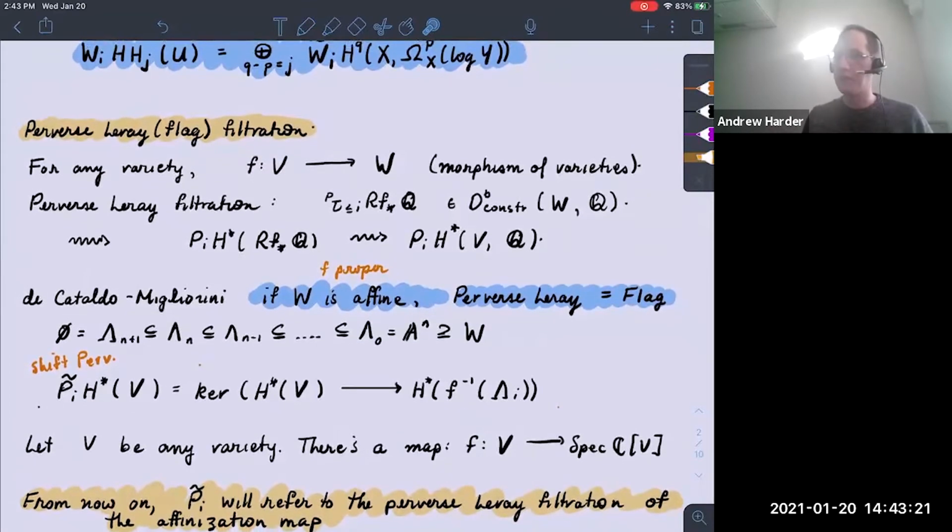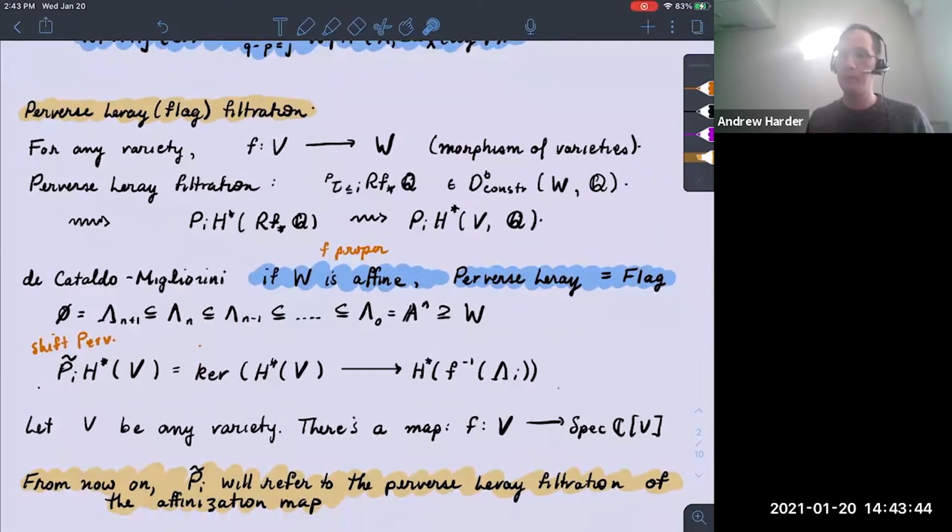Okay, so this is the general setup, starting with a variety and a map. More generally, or less generally, I suppose, if I'm given a variety, I can give you a canonical map to its affinization. So there's this affinization map, which goes from V to the spectrum of its ring of functions. From here on, what I'll be interested in is this map. So I'll be looking at the perverse Leray filtration of the affinization map, which is canonically associated to a variety. I'll also assume that this is a proper map, so this is proper over its affinization. And therefore, I can compute the perverse Leray filtration just by this flag filtration. So this is a well-defined and canonical object associated to my variety.